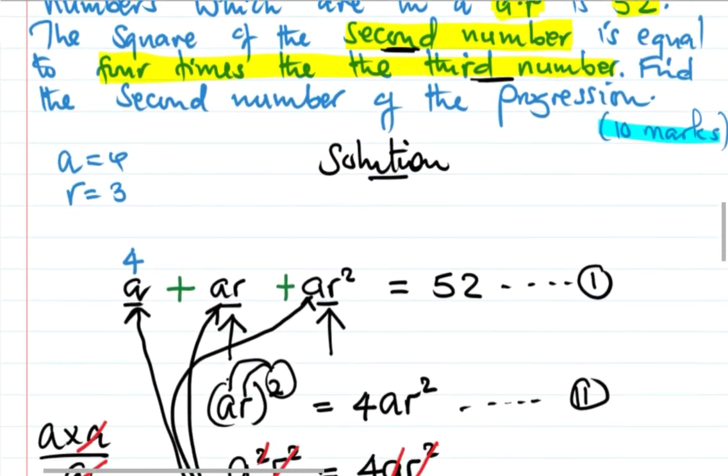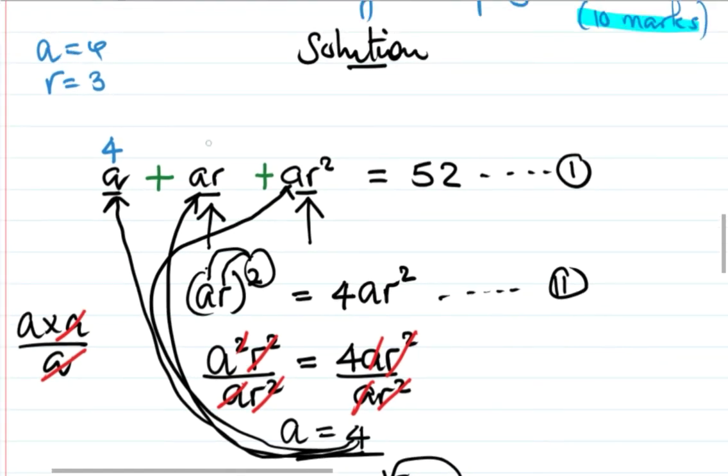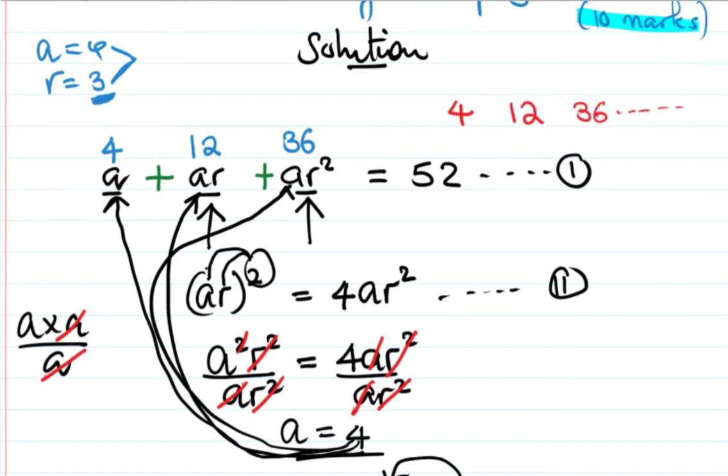So we are here. The expression is 4 times R square, plus A times R, plus 4. Here A R is 12, R square, we square 3, which is 9, times 4, the answer is 36. So 12 and 36 give about 48, and 48 plus 4 gives about 52.